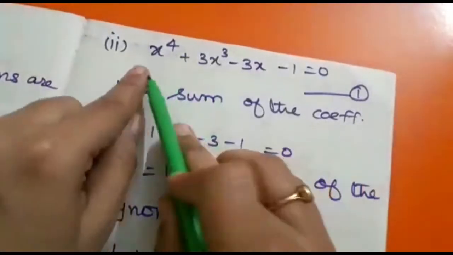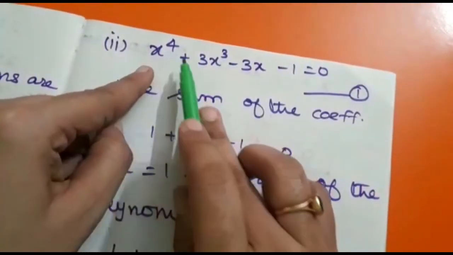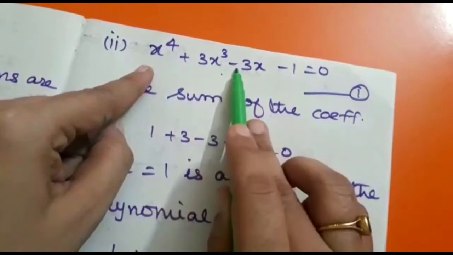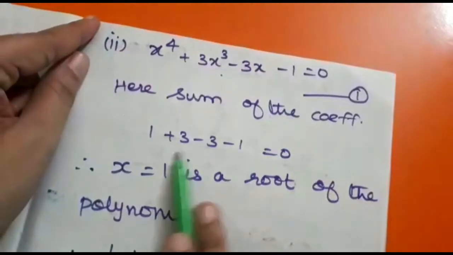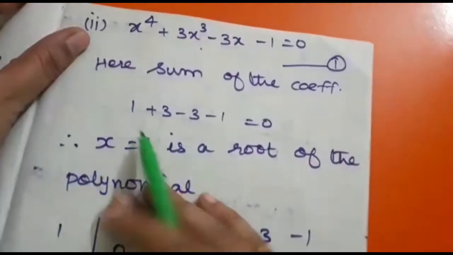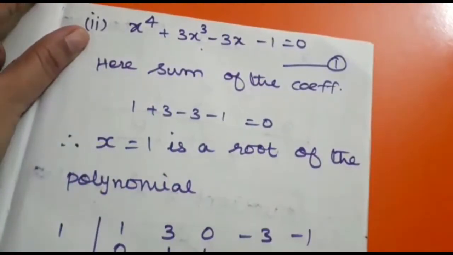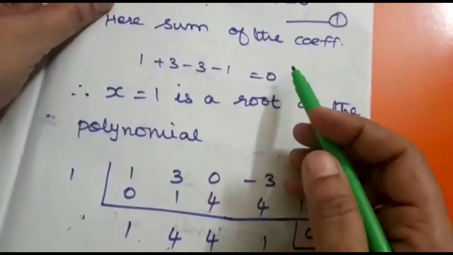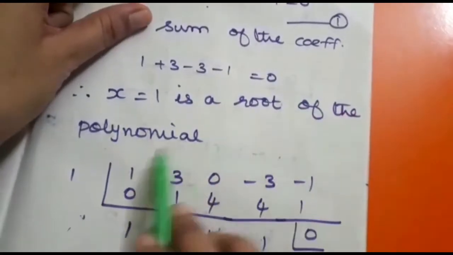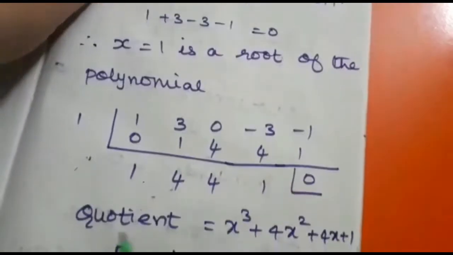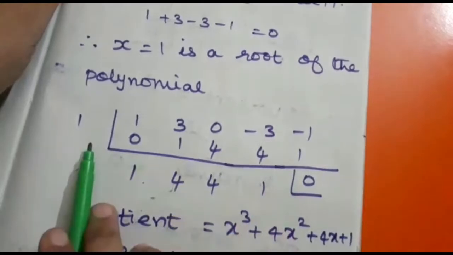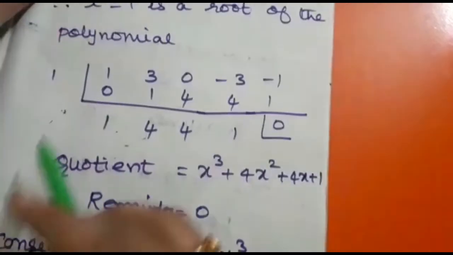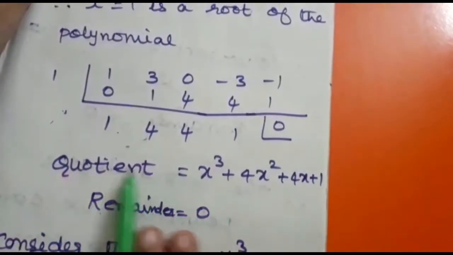Now the second question is x power 4 plus 3x cube minus 3x minus 1 is equal to 0. Here the sum of the coefficients, clearly we can observe, is 0. So if the sum of the coefficients is 0, it means x is equal to 1 is a root of the polynomial. So we can divide using synthetic division and we can find out the other roots.